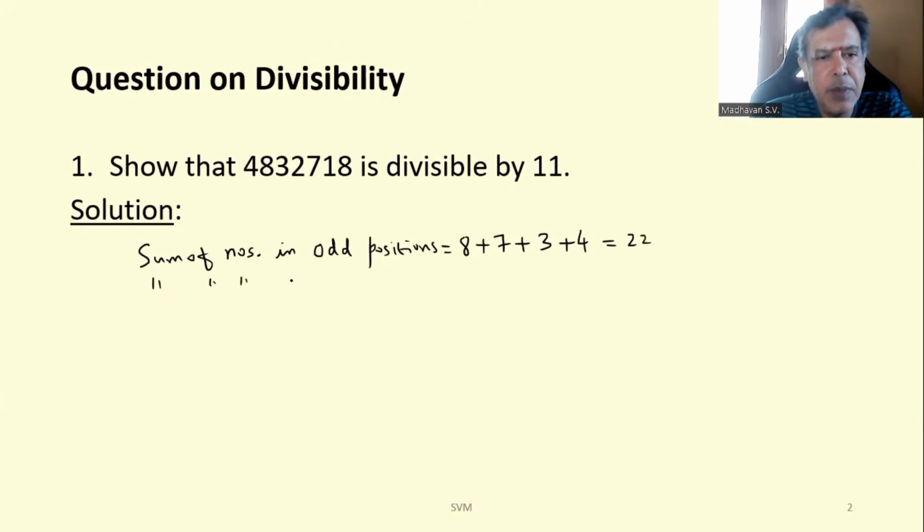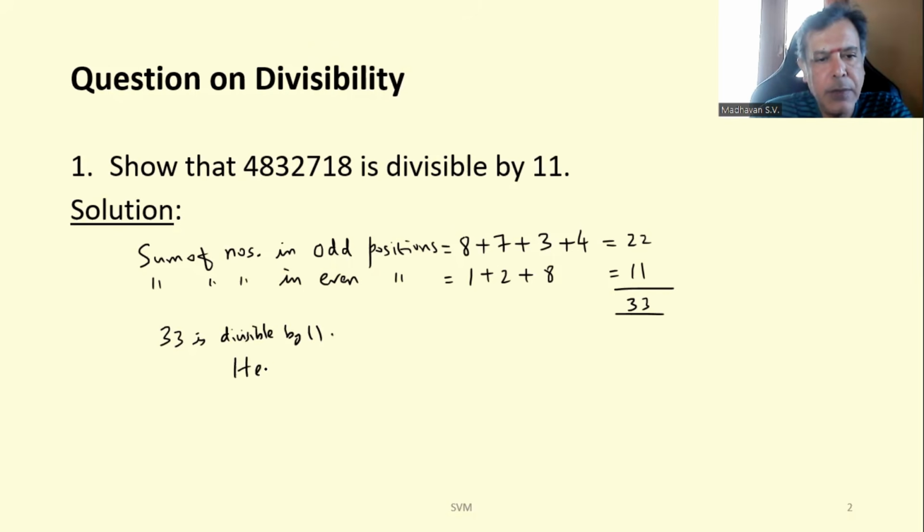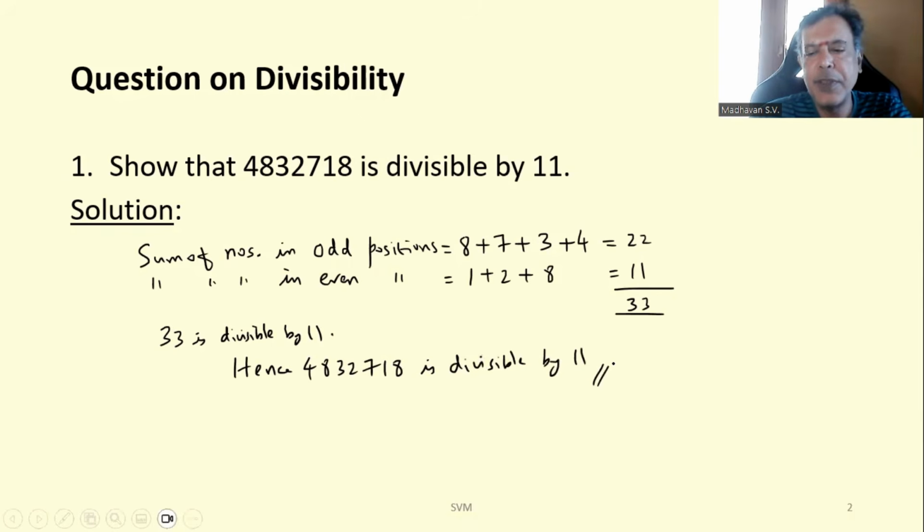Then the sum of numbers in even positions. Here it is 1 plus 2 plus 8. The total is 11. The sum of these two numbers will be 33. 33 is divisible by 11. Hence, we can say that 4832718 is divisible by 11. So that will be the proof of this.